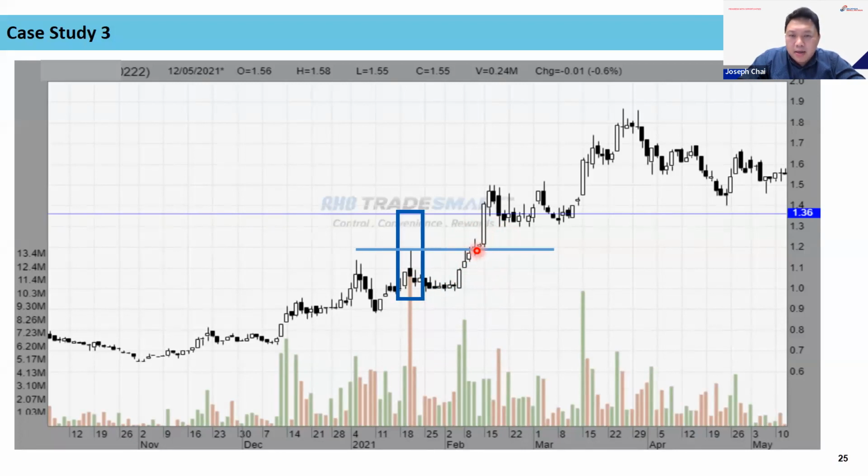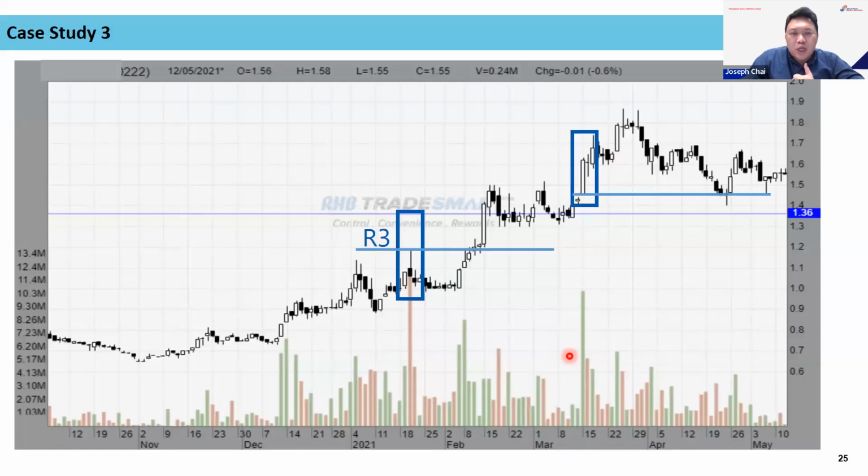And then when I buy here, I'll ride on the uptrend. Once you buy here, subsequently what you need to do is wait for the pullback and then the breakout, and then buy again. So you just repeat the process. That's how you handle uptrend stocks.